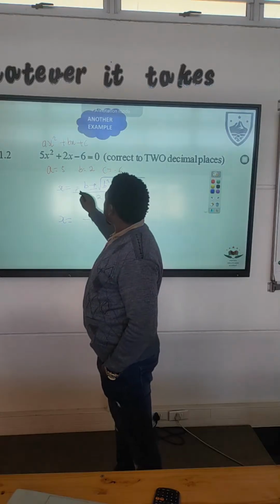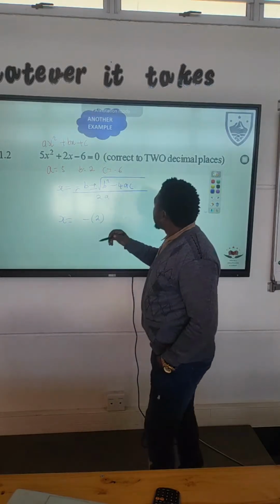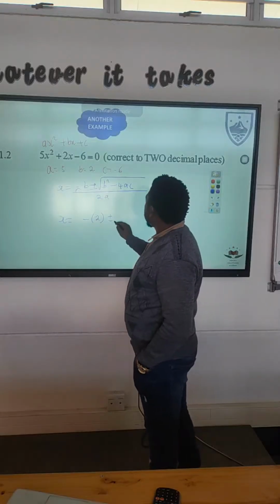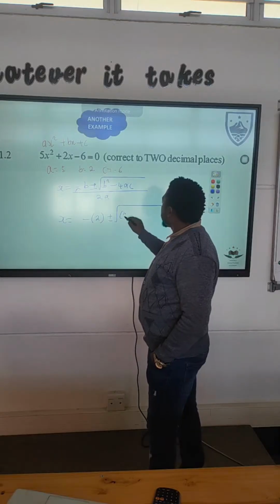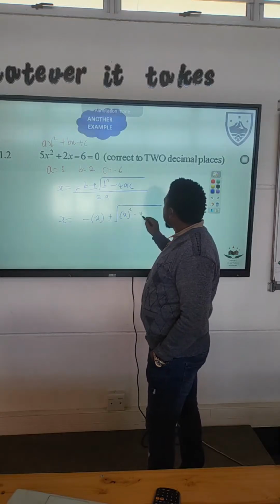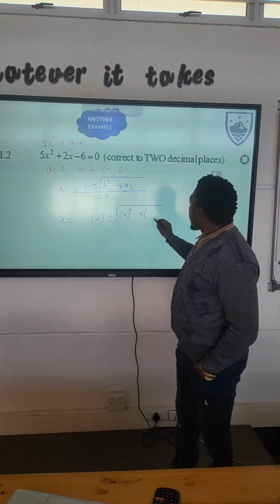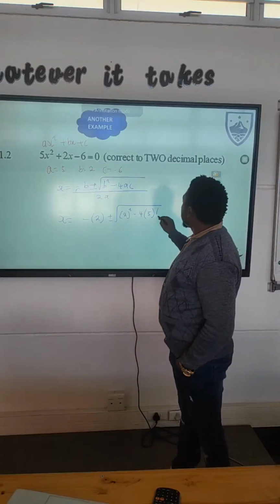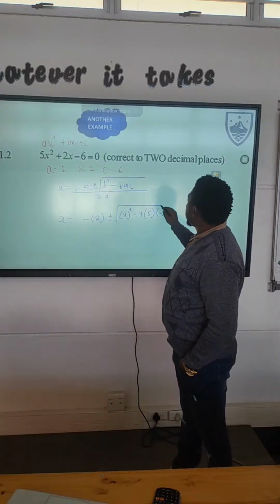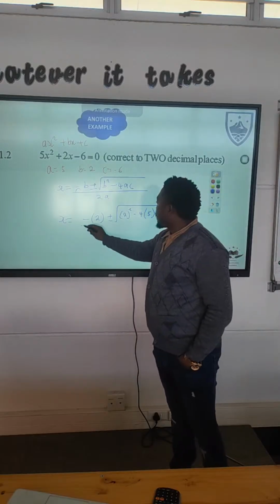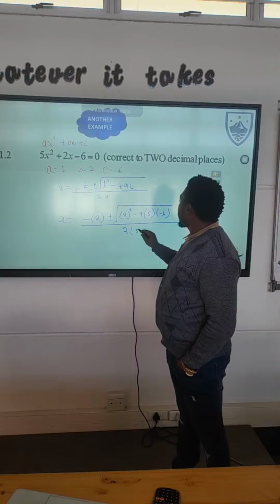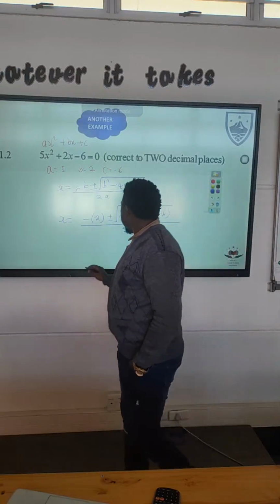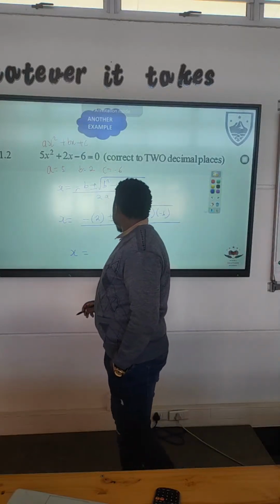This negative has always been there. And then plus minus. And then b squared will just be 2 squared minus 4. What is a? Our a is actually 5. And then our c will be -6. And everything divided by 2 multiplied by 5. And then you can press this in a calculator and get 2 values.